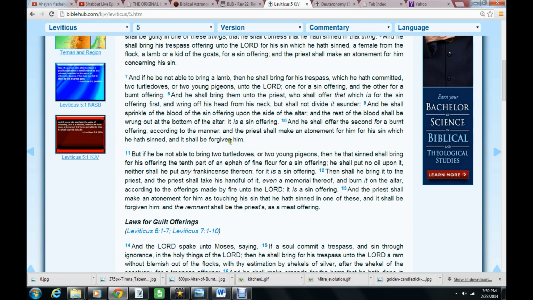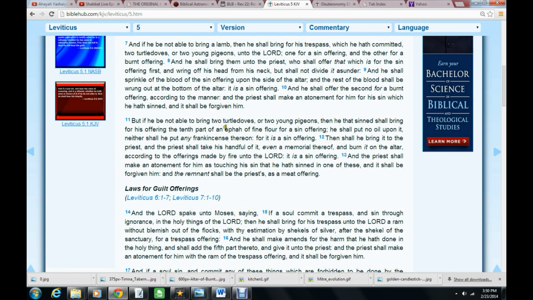And the priest shall make an atonement for him for his sin which he hath sinned, and it shall be forgiven. But if he be not able to bring 2 turtle doves, or 2 young pigeons, then he that sinned shall bring for his offering the 10th part of an ephah of fine flour for a sin offering. So a 10th part of an ephah of fine flour for a sin offering. He shall put no oil upon it, neither shall he put any frankincense thereon, for it is a sin offering.